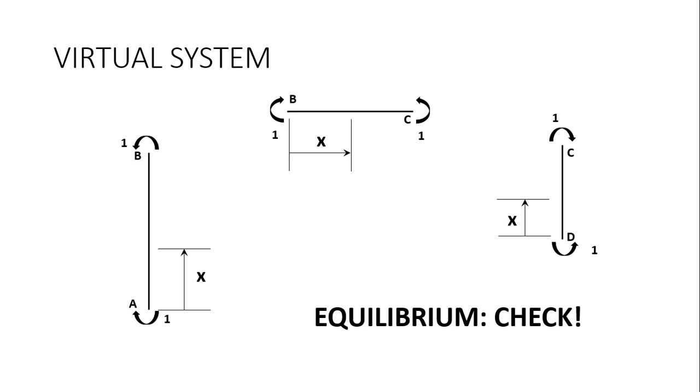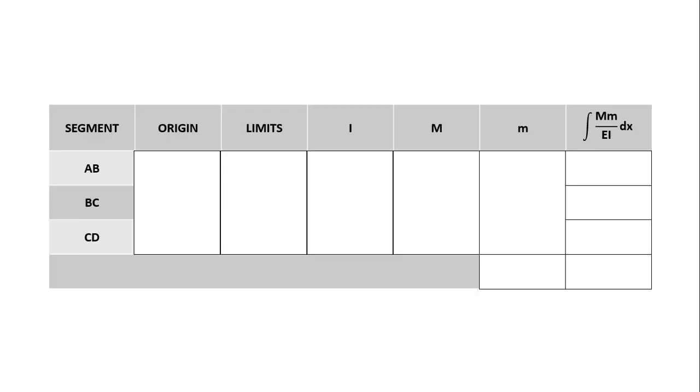Kapag sa kanan ka naman ang galing, clockwise yung positive. So, gagamitin natin symbol dito for moments sa virtual system ay small m. So, kung papansinin nyo, pare-pares equal sa 1 yung value ng small m o yung moments sa virtual system. So, once we establish everything, punta tayo sa tabulation ng values.